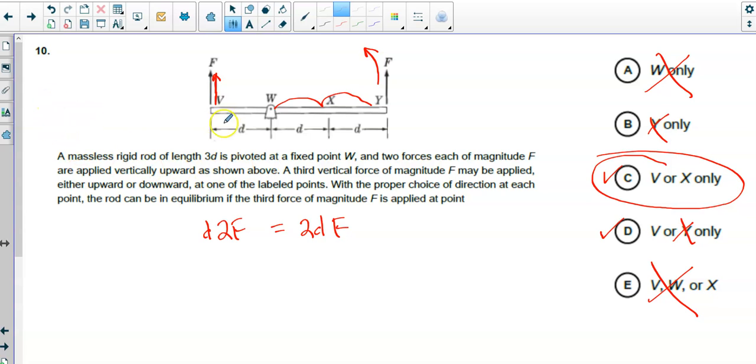Although if you put it down here, these two would be 2, both of them would be DF. And that would equal 2D times F, so they would work out the same.